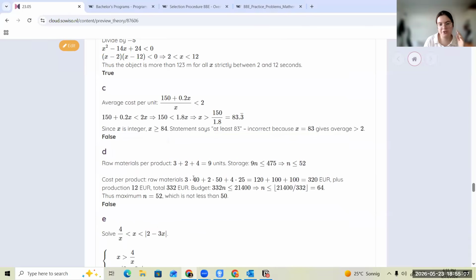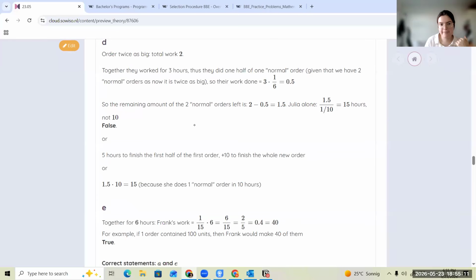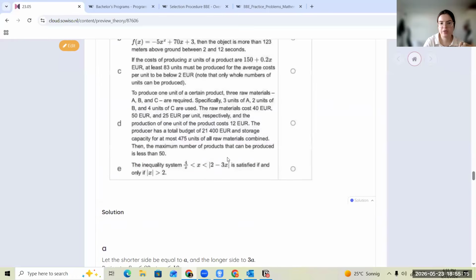So here we have the total materials per product. It's 9 units because we also have the storage capacity. So you have the budget of 21,400 euros and storage capacity for at most 475 units of all raw materials combined. Then, if you have all these conditions, the maximum number of products that can be produced is less than 50.